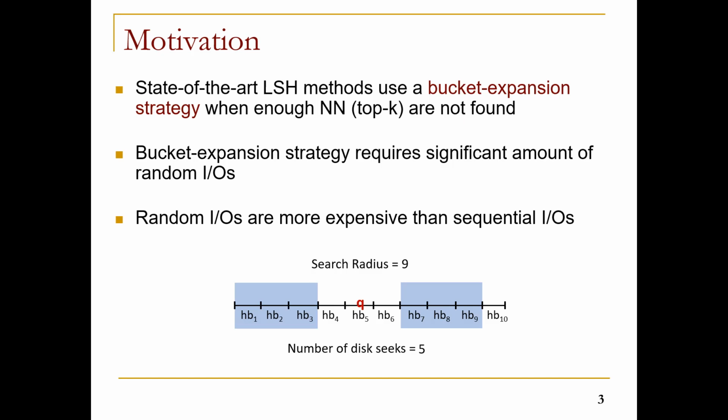It is well known that random IOs are often a bottleneck in query processing and more expensive than sequential IOs. And we show this for only one hash projection. In LSH, as the dataset size grows, the number of hash projections increase, often ranging in hundreds of projections. Hence, our goal in this paper is to improve existing LSH techniques by reducing the number of required random IOs in disk-based LSH methods.